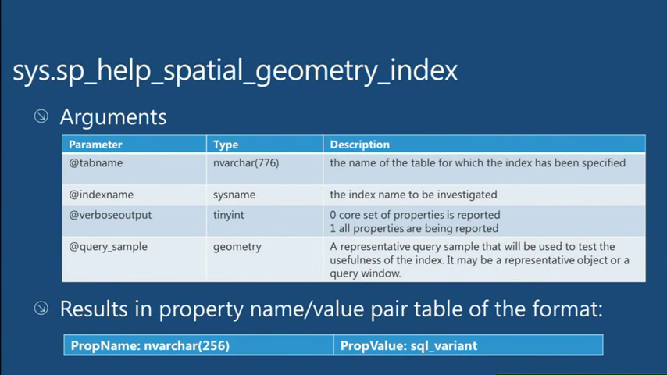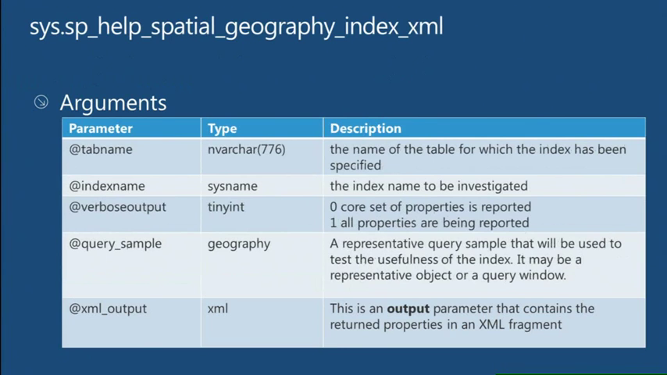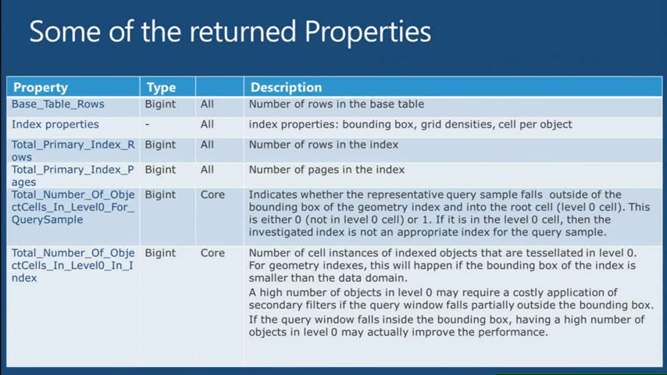So what you give is the table name, index name, whether you want the extended report or the condensed report, and the query sample object that you use to probe the index. And then the result is either key-value pairs or an XML output. And here are some of the return properties. So you will see how many rows are in the base table, how many rows are in the index, and how many pages we are using in the index.